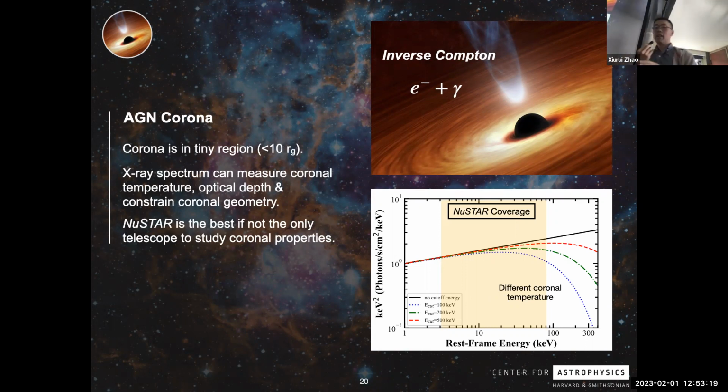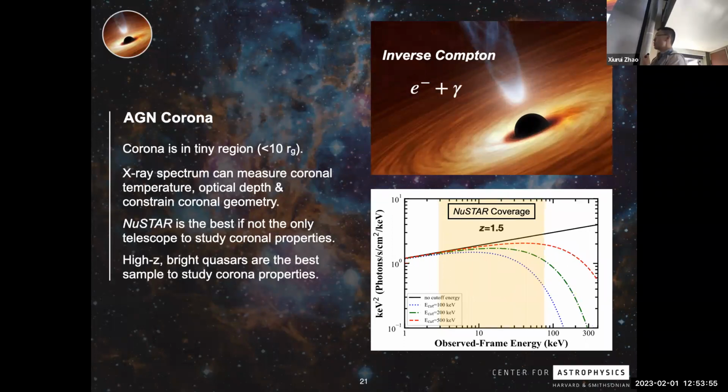But the X-ray spectra of the corona with different temperatures have different shapes. And here I show different temperatures from low temperature to high temperature corona emission. And you can see the most distinguishable region or energy band among different corona temperatures is the high energy band, which is the hard X-ray band above 30 or 40 keV. So that's where NuSTAR is most capable.